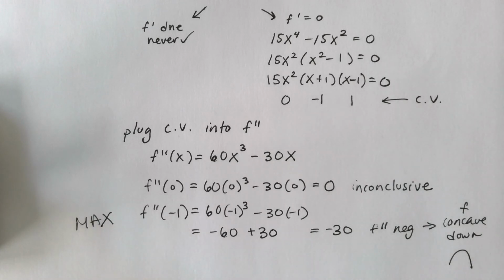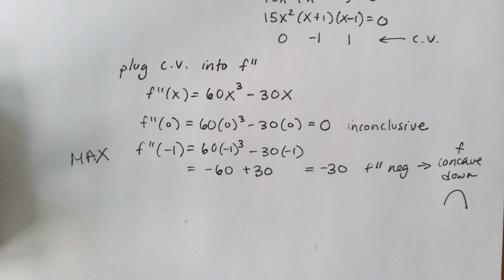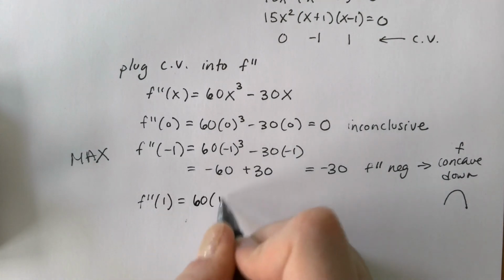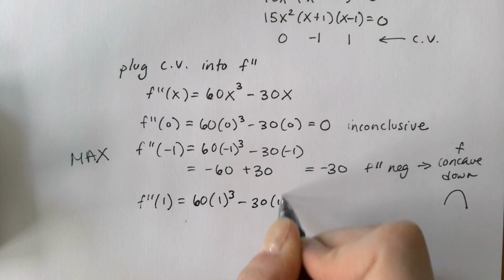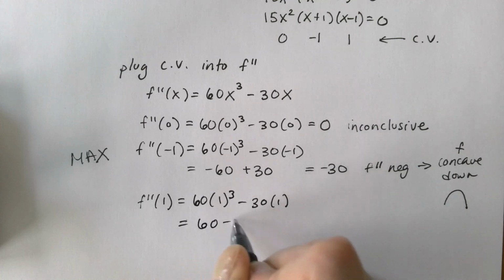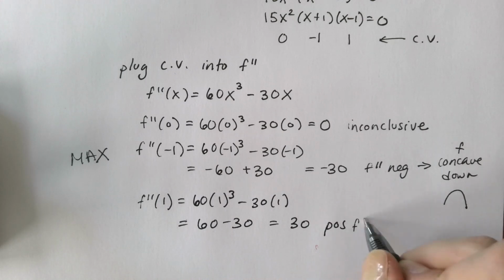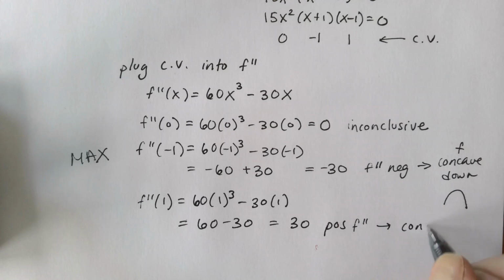at -1. And then finally, I'll plug in +1 to the second derivative. That gives me 60 minus 30 is 30. That's positive. So a positive second derivative tells me it's concave up. So I have a minimum at 1.